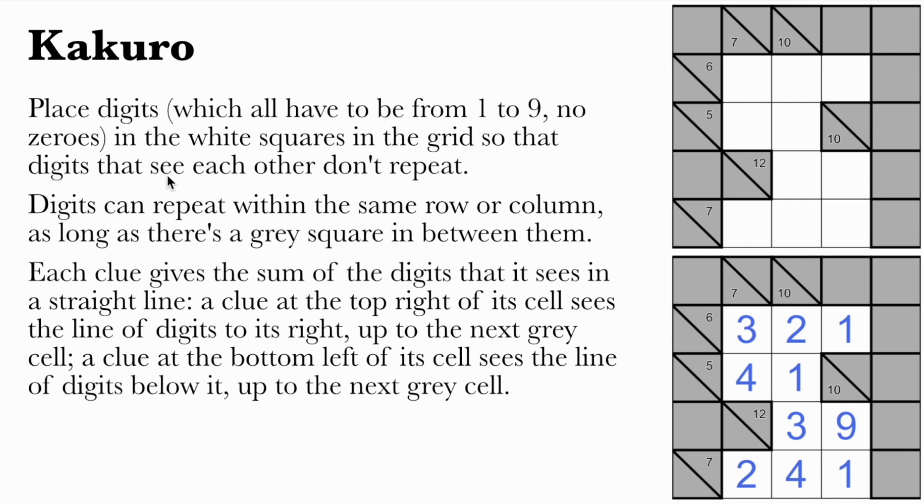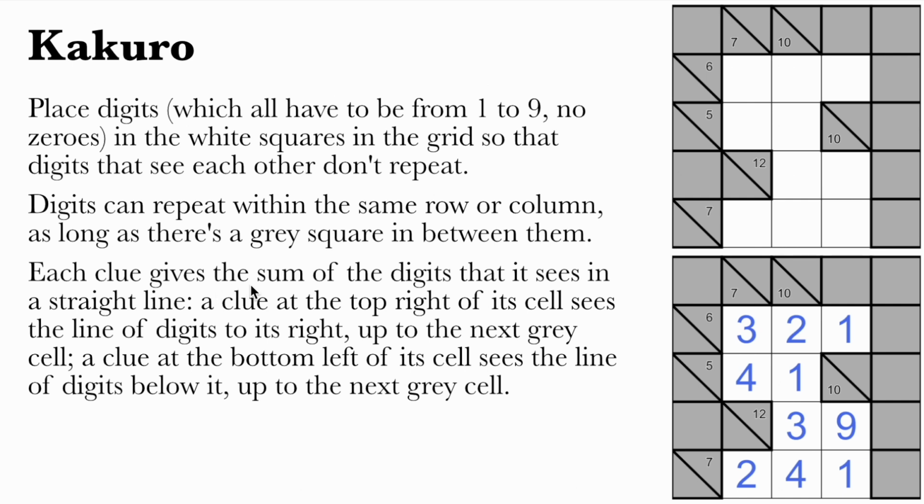So, back to see each other. This is a somewhat informal way of saying in the same row or column, but not blocked by a square. So, for example, these squares all see each other. In this column, this one doesn't see this one, which is why they're allowed to be the same number. They're blocked by this gray square.